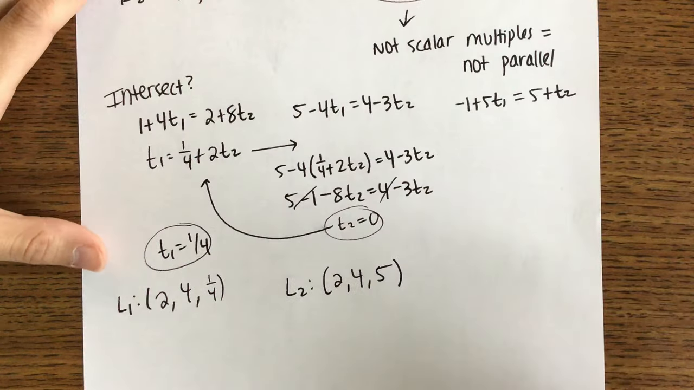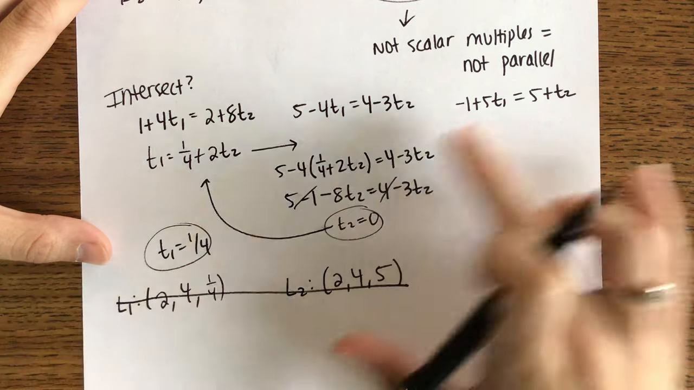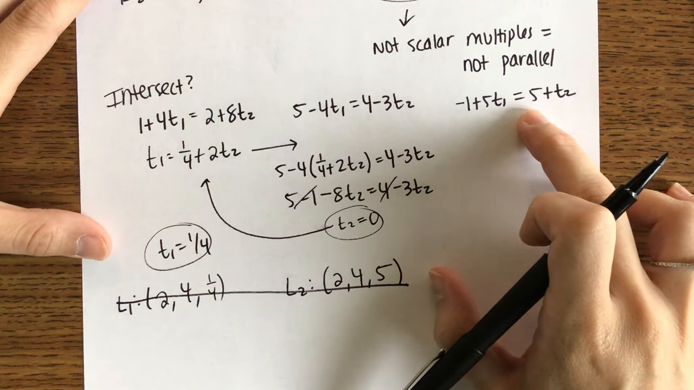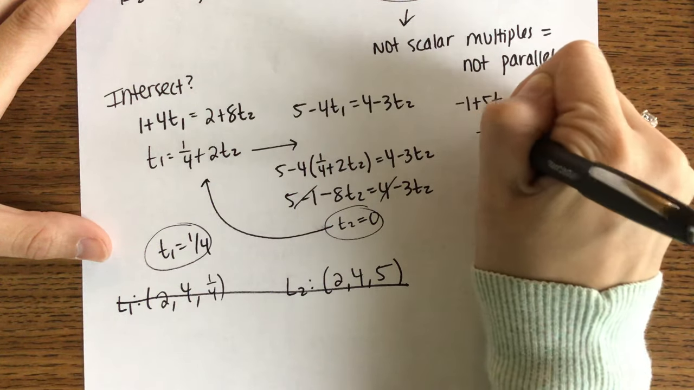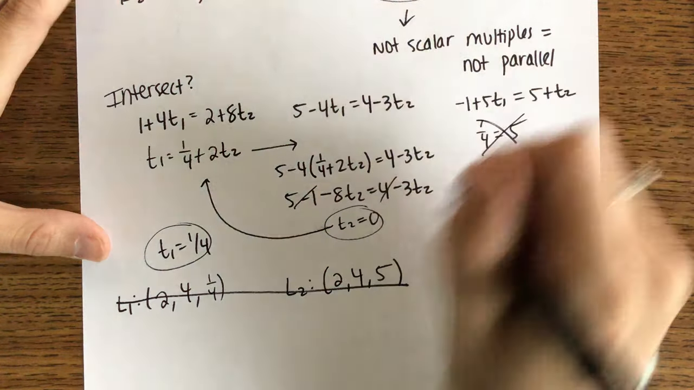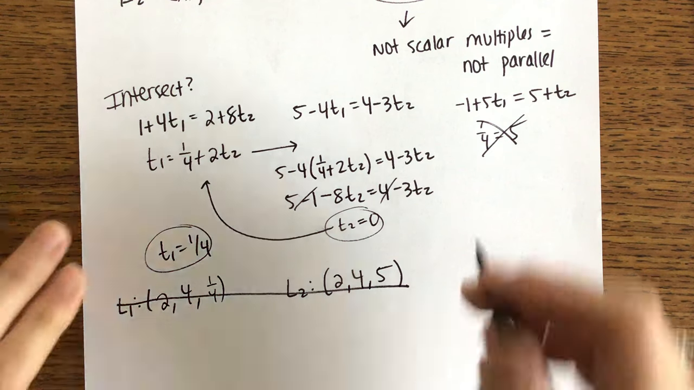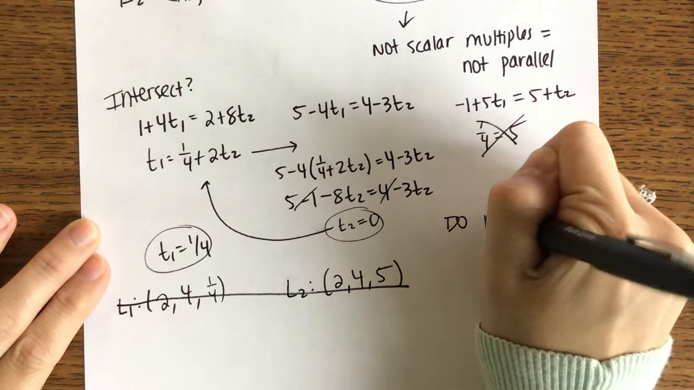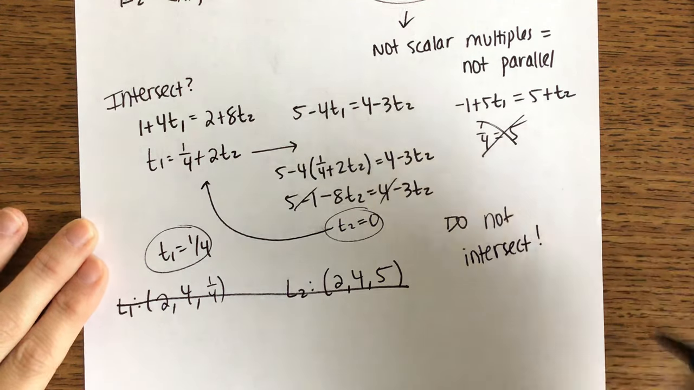Yes. So what you need to do is before you even get to the point of plugging in, you need to plug these two into the third equation and make sure that it's true. If I plug in 1/4 here, like we did before, we get 1/4. If you plug in 0, you get 5. What does that tell us about our two lines? What? They do not intersect. How is that possible, that they're not parallel and that they don't intersect?